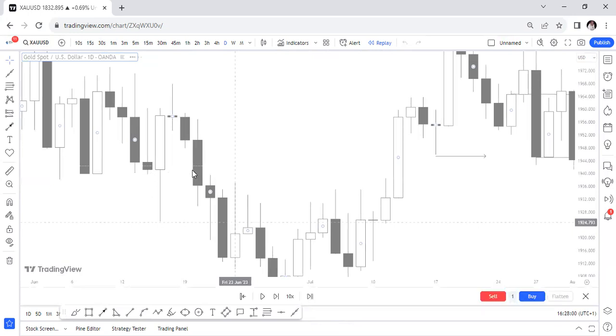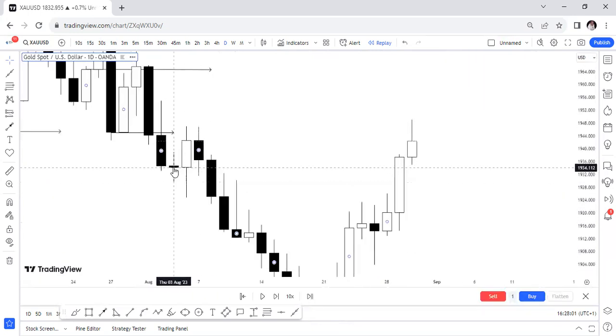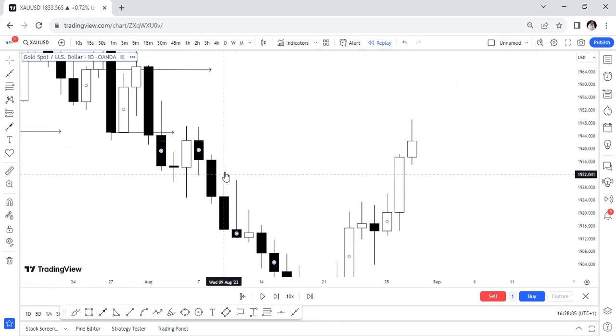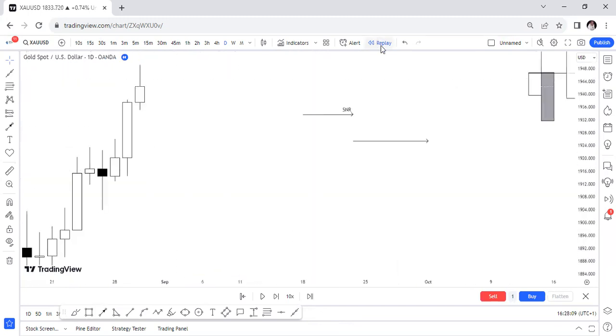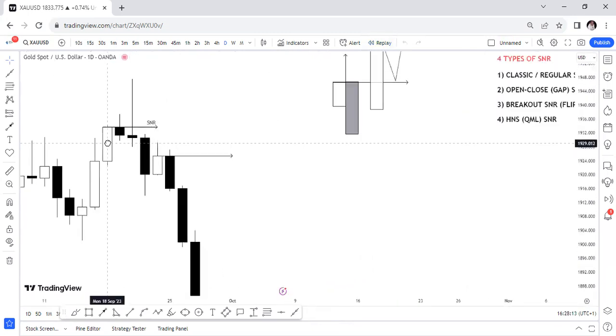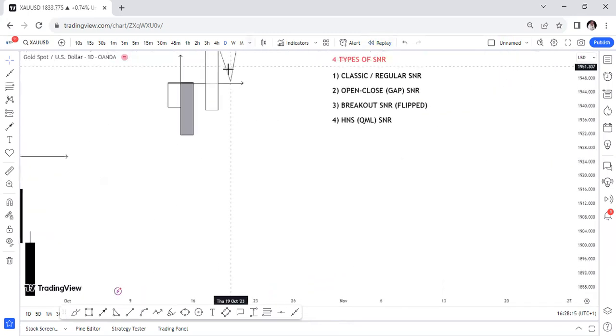This is a breakout. See the breakout. And price taps into it. A breakout. Price comes back and taps into it, and you continue to sell. So that is how to identify the breakouts. And then we have the last one, which is the head and shoulder pattern.